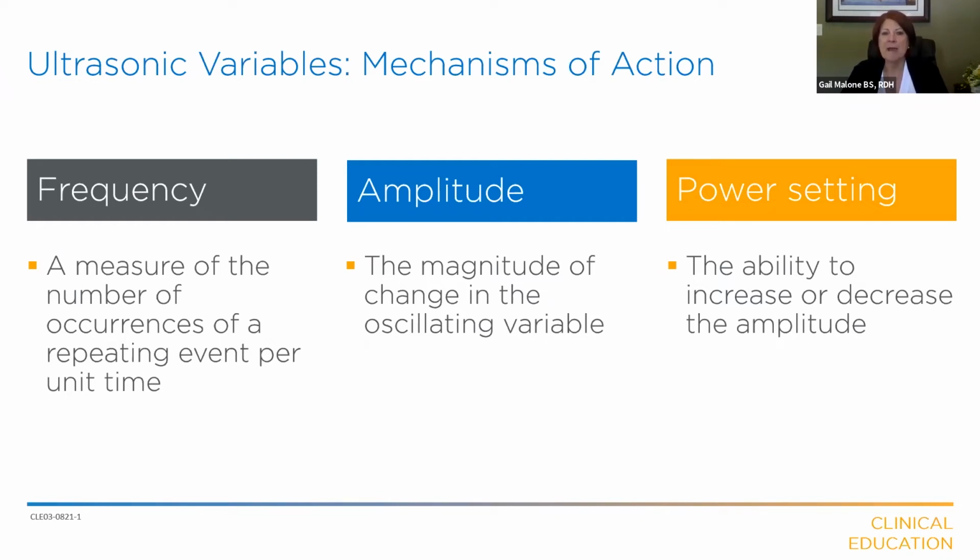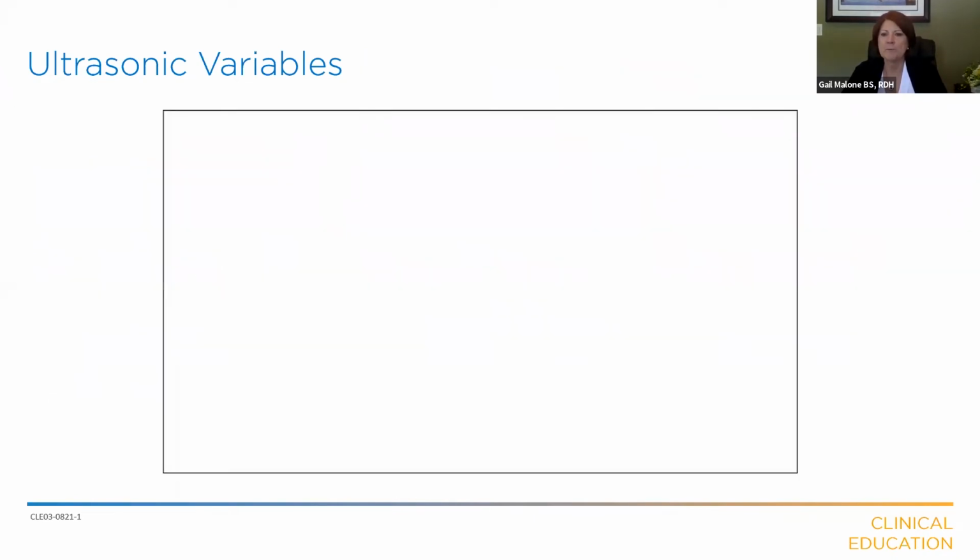Amplitude is the magnitude of the change in the oscillating variable. Amplitude can be changed by adjusting the power setting on the unit. So it's that power setting that has the ability to increase or decrease the amplitude. Let's look at this a little bit more. Here's Ken again, going to share his thoughts on that.